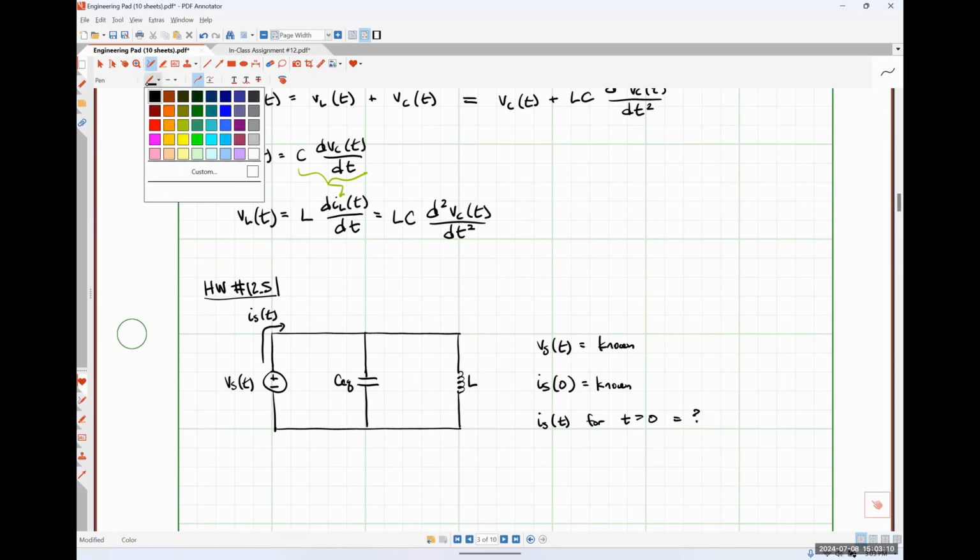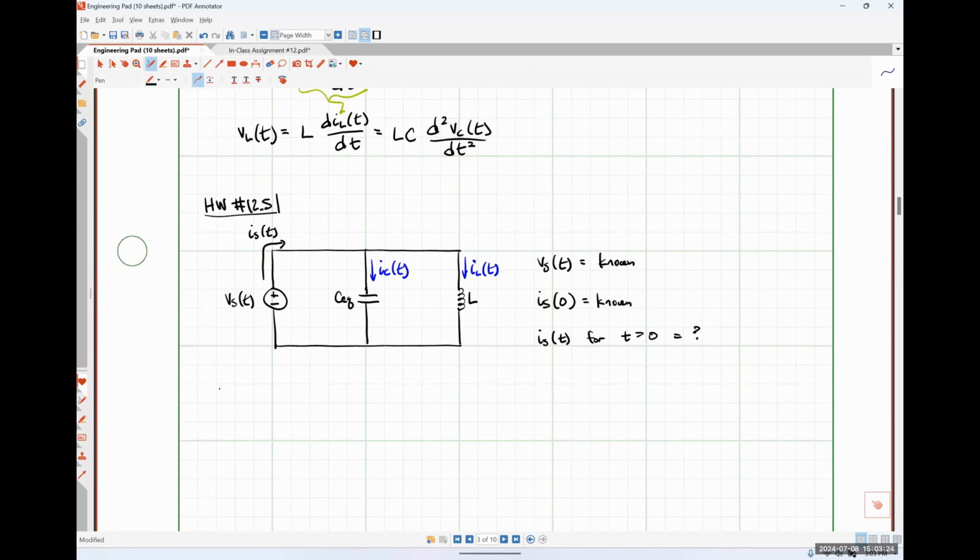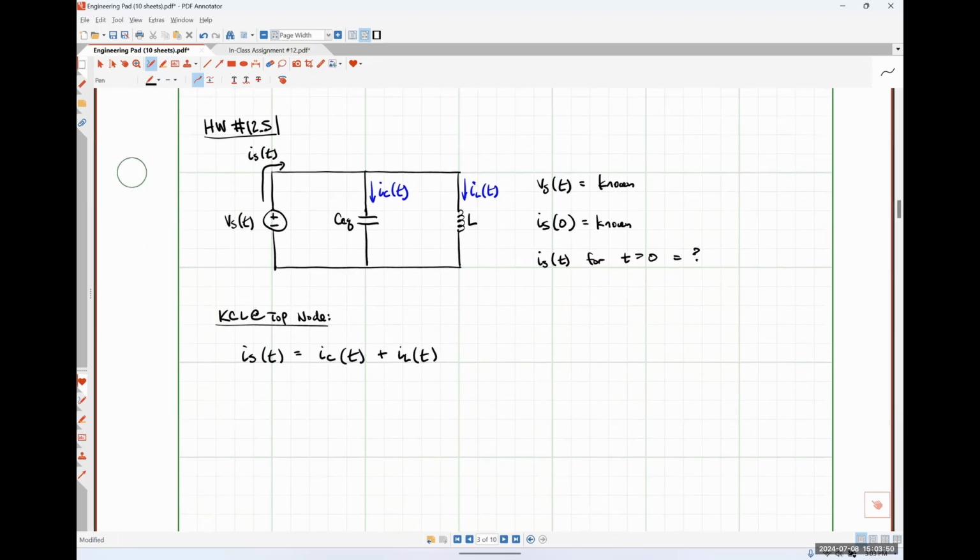So what I'm going to do is define a capacitor current here and an inductor current here. And so Kirchhoff's current law tells me that my source current, Is of t, is simply going to be the sum of my capacitor current, Ic of t, and my inductor current, Il of t. Okay. So let's work on our capacitor current first.